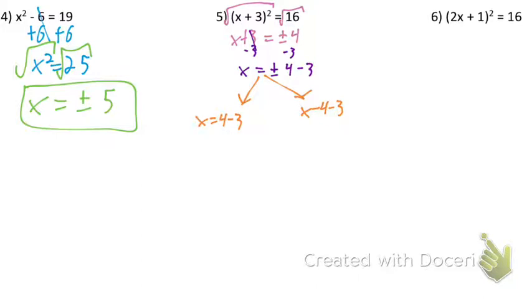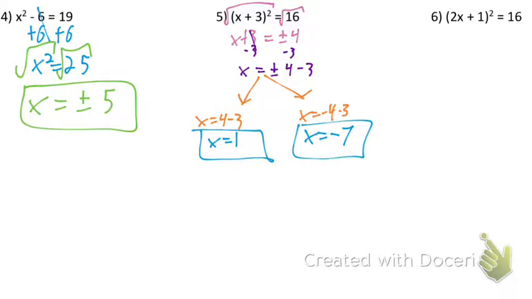So then when I solve, what is 4 minus 3 over here on the left? 1. What's negative 4? I forgot my equals on that one. What's negative 4 minus 3? Negative 7. So those are my 2 answers. 1 and negative 7 are my 2 answers. Okay?